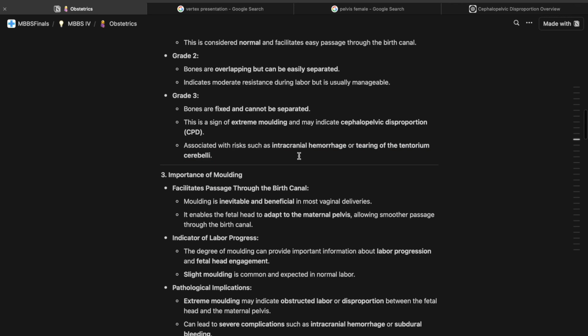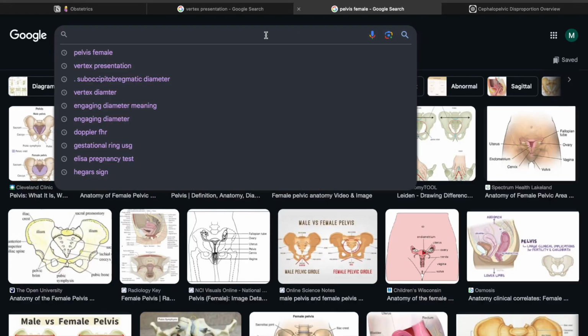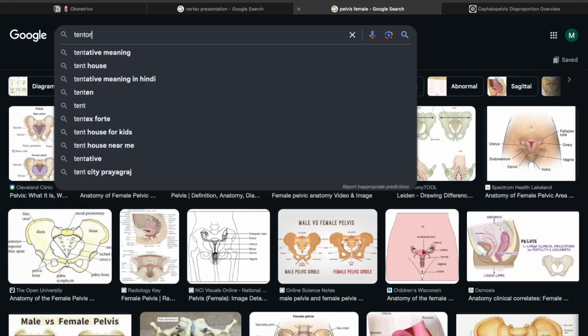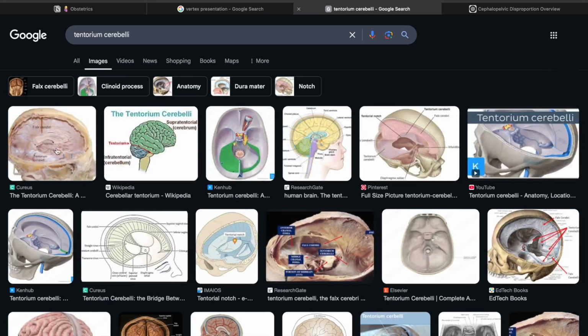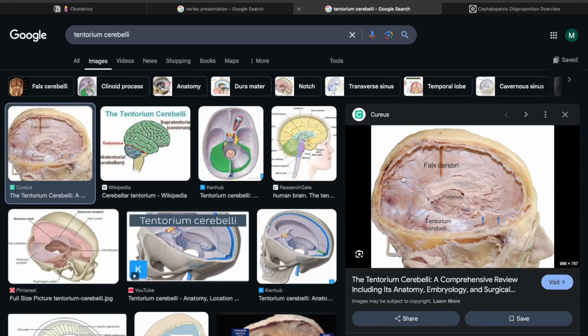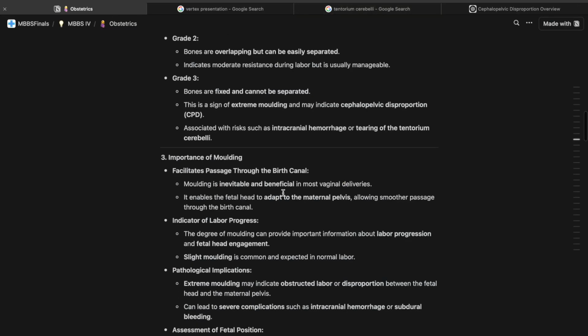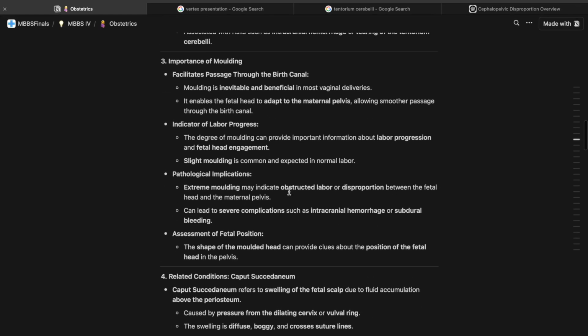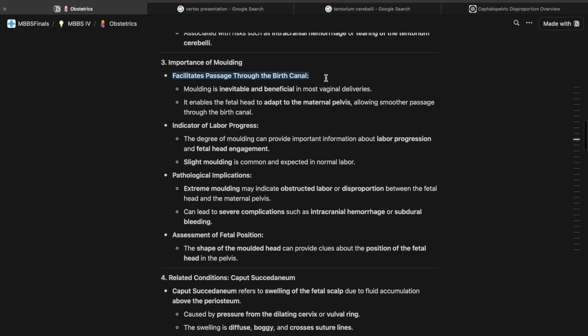Associated with risks such as intracranial hemorrhage and tearing of the tentorium cerebelli. I don't remember the description of the tentorium cerebelli, but I remember the image. It separates the cerebrum from the cerebellum, and a rupture of that can happen because it is very stiff. Importance of molding: it facilitates passage through the birth canal, is an indicator of labor progression, has pathological implications, and aids assessment of fetal positions.